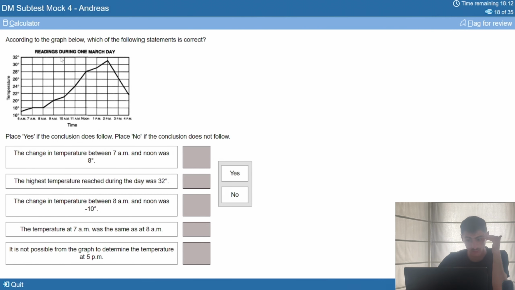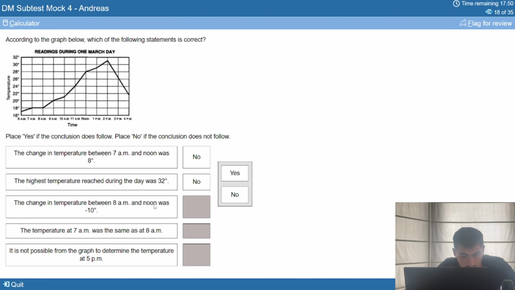Okay, so this looks like a very easy one. Which of the following statement is correct? The change in temperature between 7 and noon was 8 degrees. Noon and 7 a.m. No, it was not. The highest temperature reached today was 32. No, it was 31. The change in temperature between 8 a.m. and noon was minus 10. 8 a.m. and noon. No, it was plus 10.